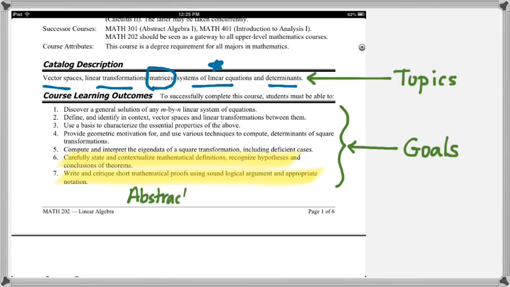And something special to spotlight in these course learning outcomes are the last two: to carefully state and contextualize mathematical definitions, recognize hypotheses and conclusions of theorems, and to write and critique short mathematical proofs. This is the proofs component of linear algebra.